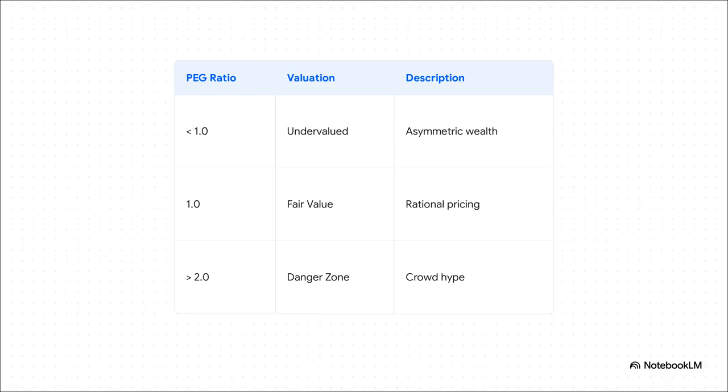But, and this is a big but, you must be hypervigilant when you see a PEG above 2.0. We call this the narrative overexpansion zone. High danger. The stock price is completely decoupled from its actual earnings velocity. The multiple is running on pure crowd hype and unrealistic future expectations. If you buy into that zone, you are incredibly vulnerable to a severe multiple contraction.